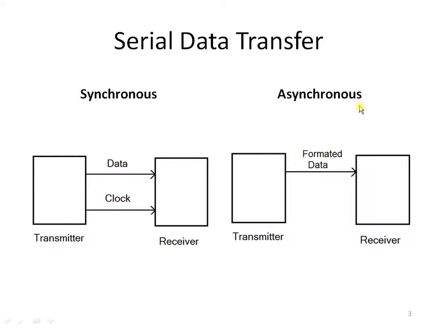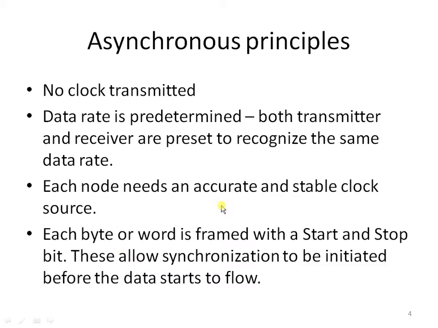In asynchronous communication, we call the device which is sending the data the transmitter, and the device which is receiving the data the receiver. So here master and slave, and here transmitter and receiver. The master will generate the clock, and the slave will receive the clock. As we intend to learn about asynchronous communication, let us see some of its principles. No clock is transmitted.